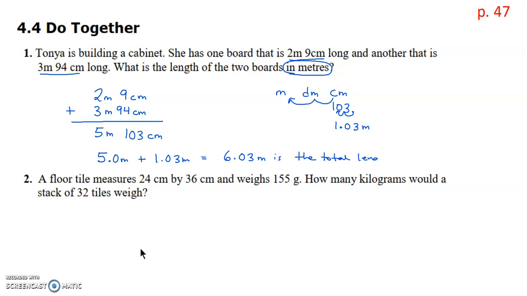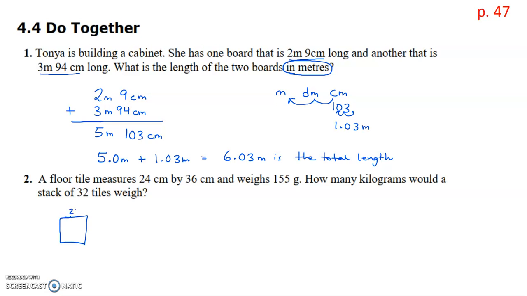Remember, you could have also converted the 9 centimeters and the 94 centimeters into meters, added those on to the 2 and 3 and combined everything. But in this case, I'm converting once instead of converting twice, so that is why I chose the method that I chose. For number 2, a floor tile measures 24 centimeters by 36 centimeters.